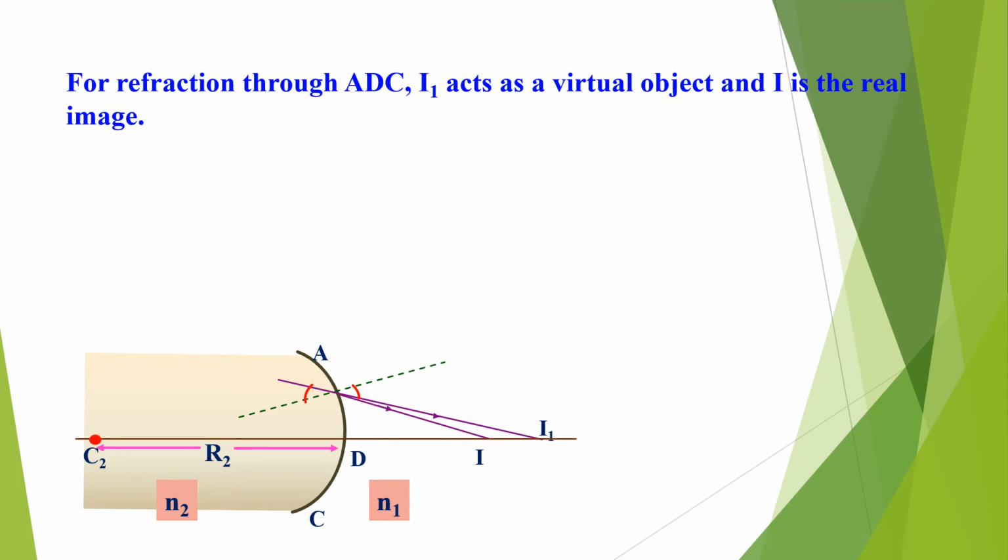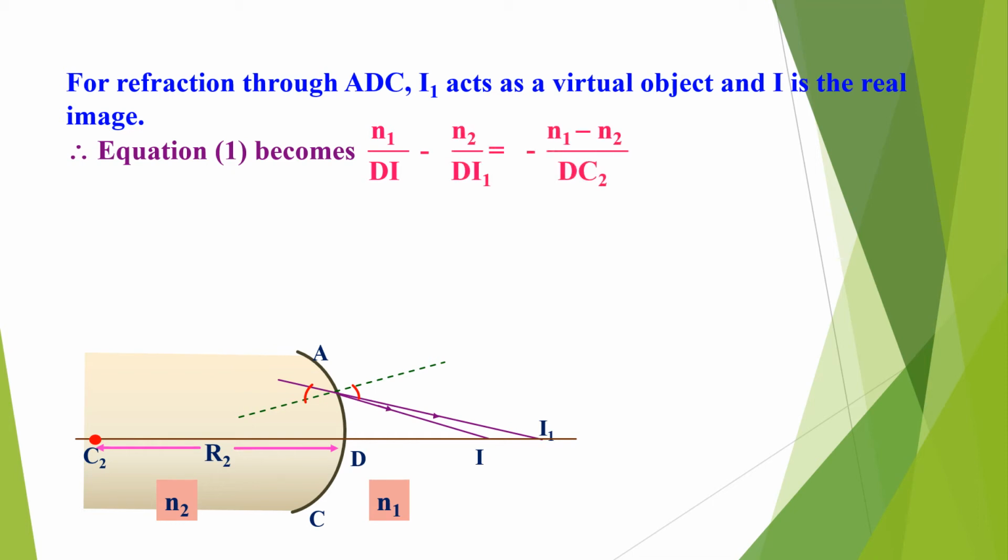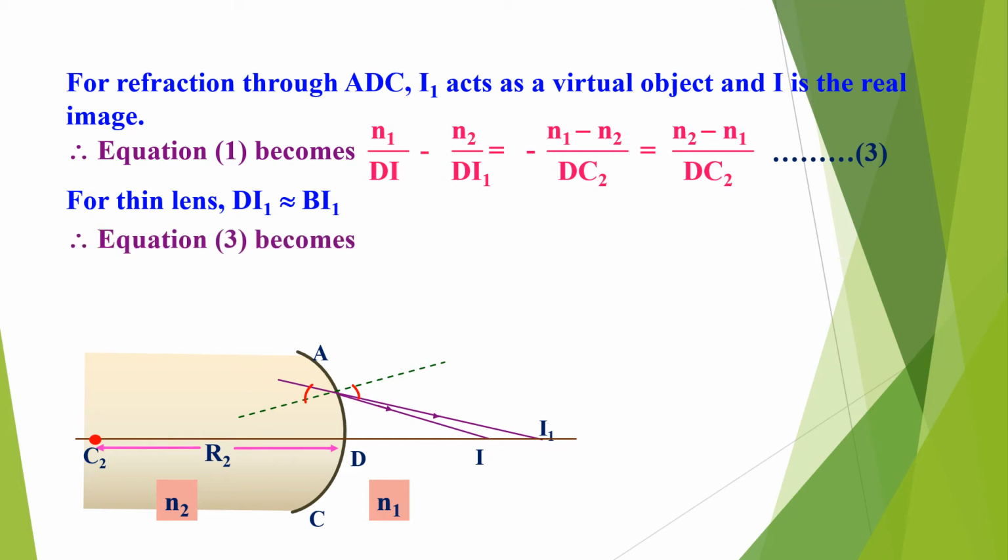For refraction through ADC, as I told, I1 acts as a virtual object and I is the real image. Equation 1 becomes n1 by DI minus n2 by DI1 is equal to minus of n1 minus n2 divided by DC2. This can be written as n2 minus n1 divided by DC2. For a thin lens, DI1 is nearly equal to BI1, both are the same. Equation 3 becomes n1 by DI minus n2 by BI1 is equal to n2 minus n1 divided by DC2.